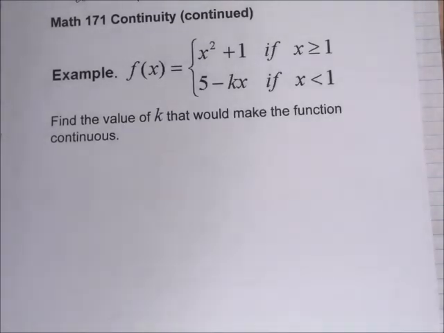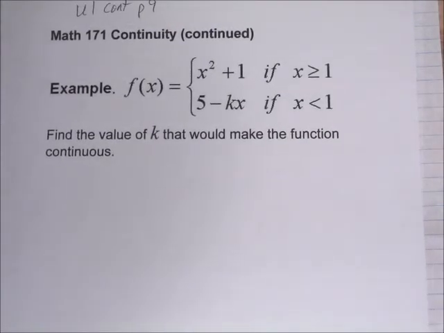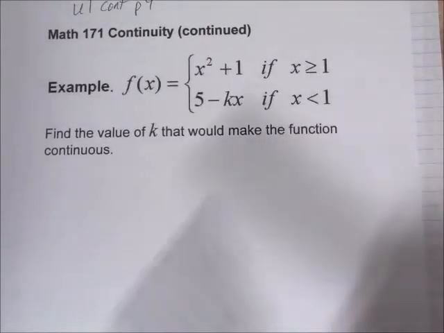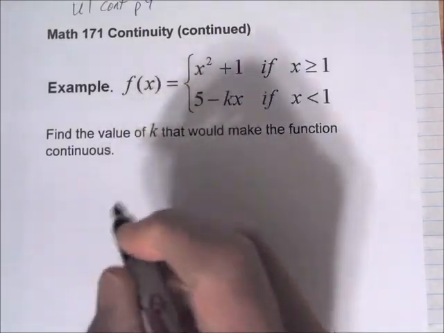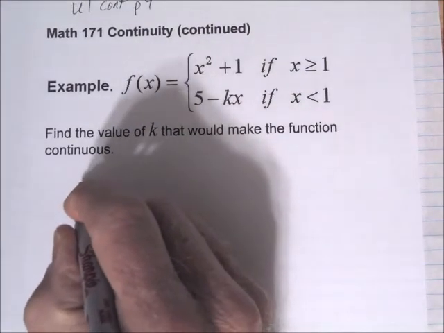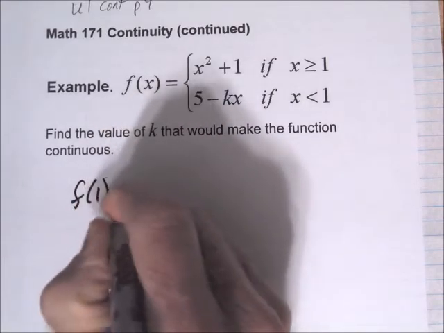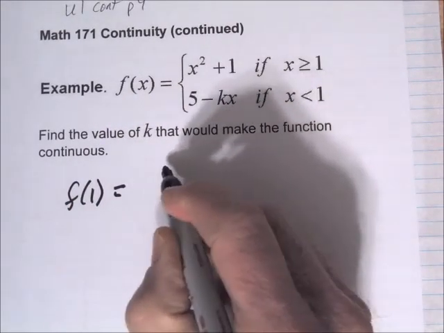Okay, so this one here, we have a piecewise defined function, f of x equal to x squared plus 1 if x is greater than or equal to 1. f of x is equal to 5 minus kx if x is less than 1. And we want to find the value of k that would make the function continuous. So that means these two formulas have to agree at 1. So if we evaluate both of these at 1, in order for it to be continuous, they both have to have the same value at 1.